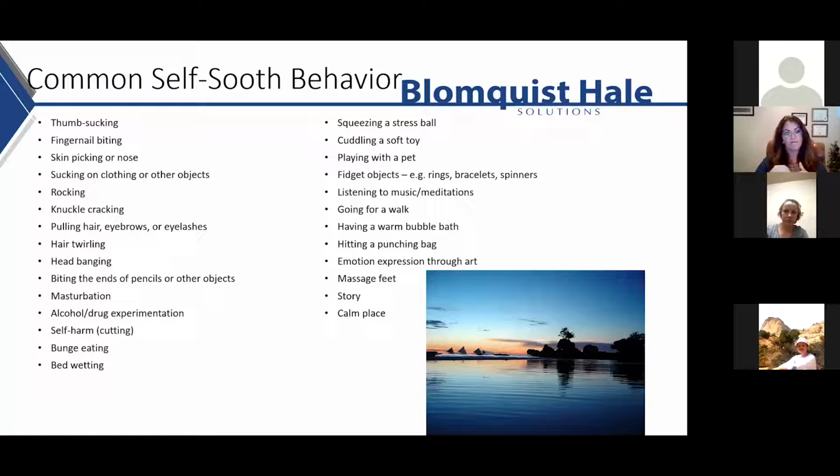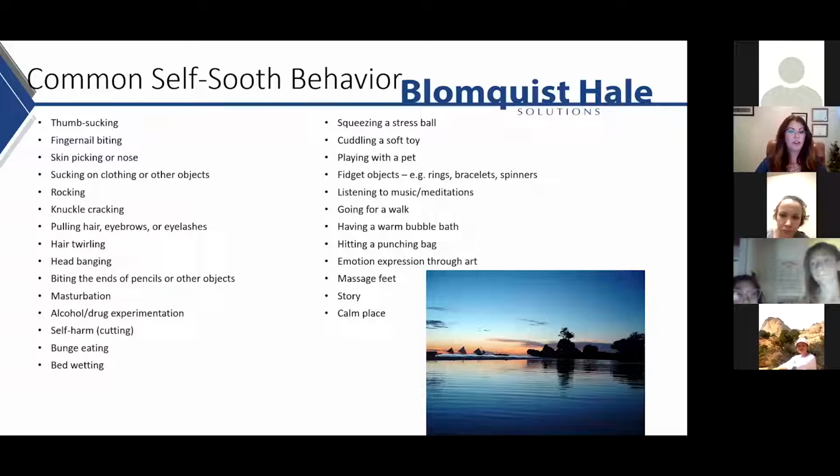Sucking on stuff, pulling your hair, biting the ends of pencils, breaking and chewing on stuff, masturbation, drug experimentation, self-harm, the cutting, the poking, the burning, like with an eraser burning their skin, binge eating, bedwetting. So that bottom one, accidents. You think, well, that's not a self-soothing behavior, bedwetting and accidents. Yes, it is. It absolutely ends up being in that category.